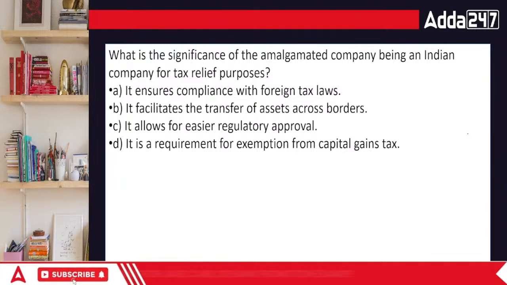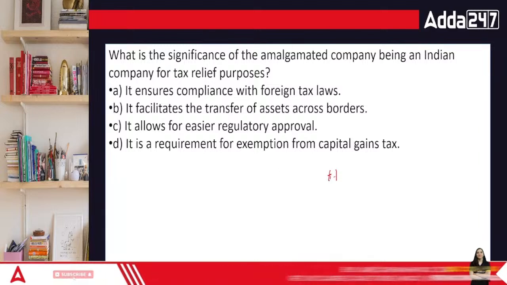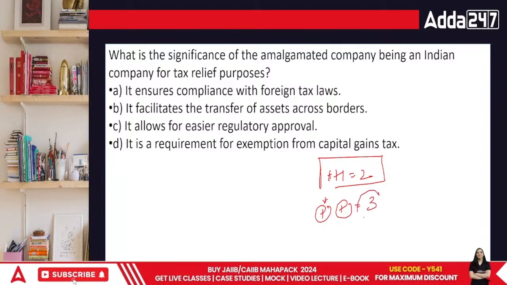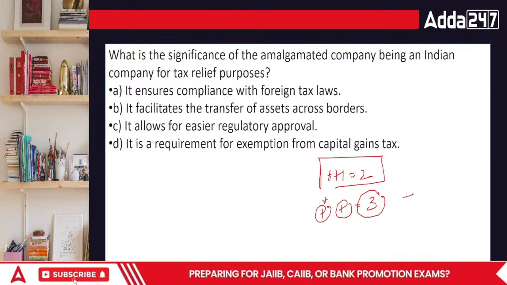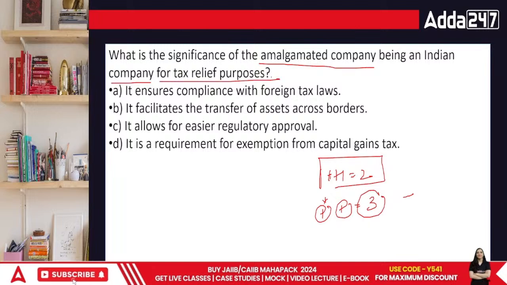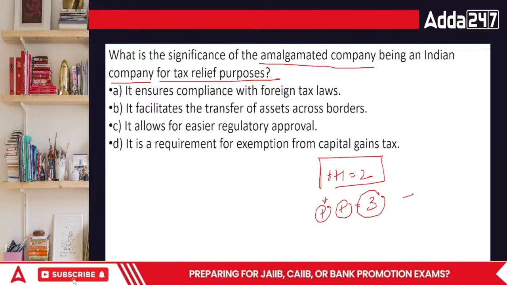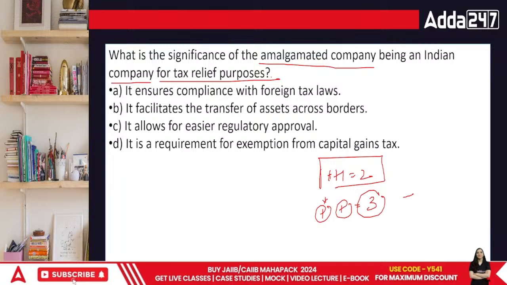What is the significance of the amalgamated company? What do you mean by amalgamation, everyone? Normally we say that 1 plus 1 is equal to 2. What if in an organization one has positives, the second one has positives, and this becomes more than 2, because both of their positivities are added there? What is the significance of the amalgamated company being a company for tax relief purposes? So what do we do in this case, everyone?